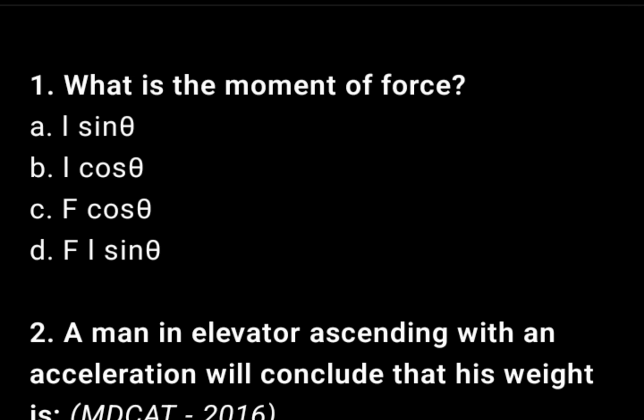1. What is the moment of force? A. L sin theta. B. L cos theta. C. F cos theta. D. F L sin theta.